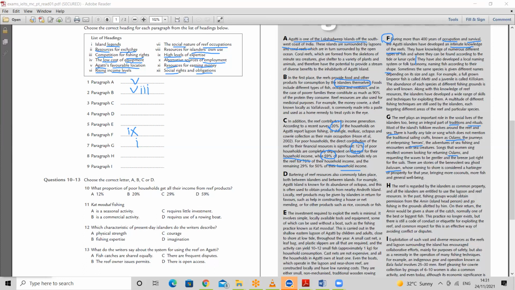Well, what do you think? Yes, it's number 6, rising income levels. That's number 6 for paragraph C. That's the third one. So that's 6.